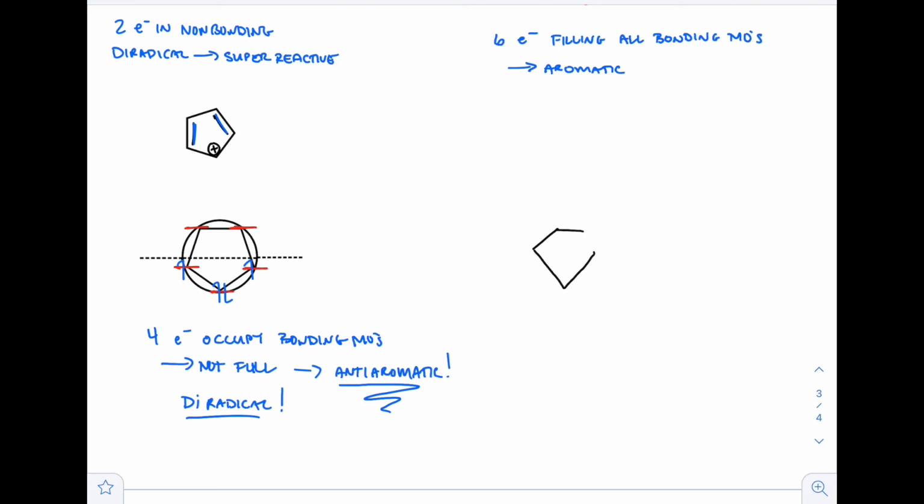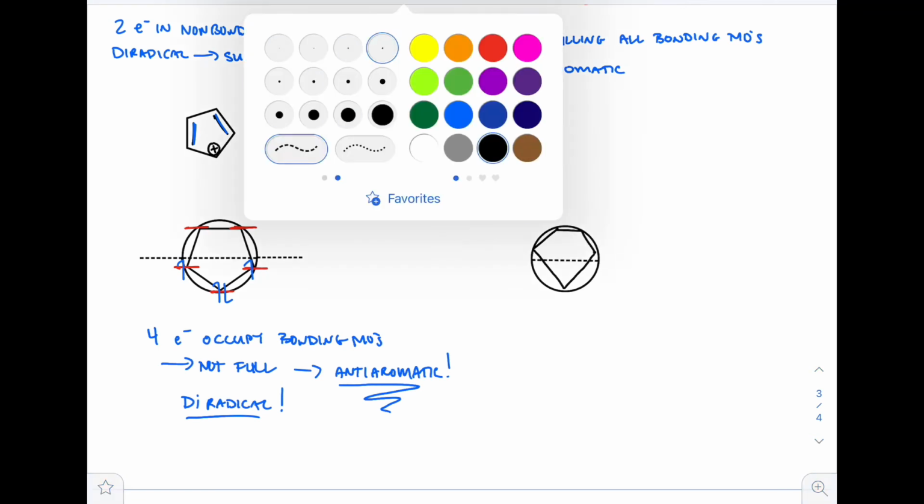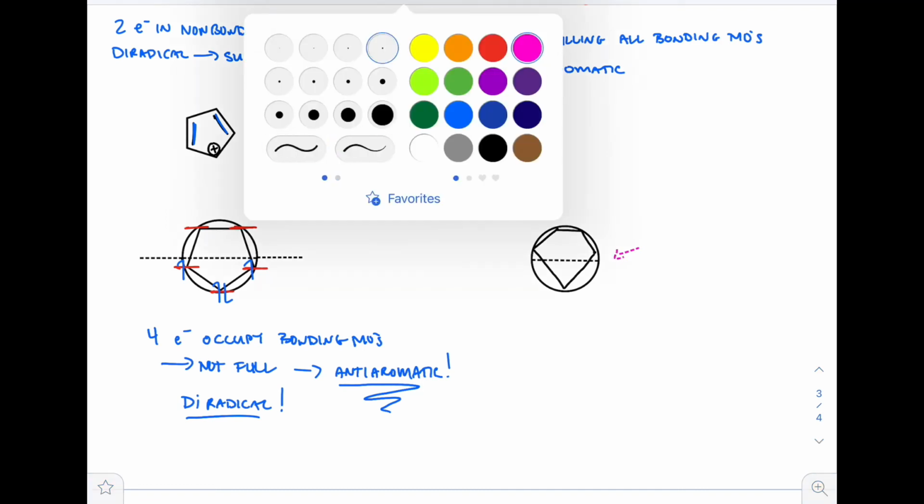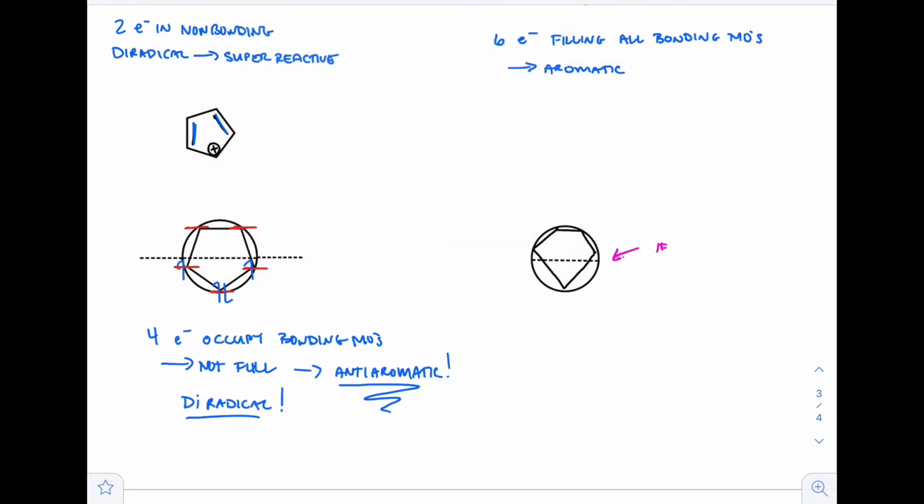I'll try to draw another ring like this. Oh, that's just ugly, right? Now this is me making the point. If I draw it not proportional, that dotted line is supposed to be the divider between bonding and antibonding, right? Well, the way I drew it, it only puts one bonding orbital and then 4 antibonding orbitals. But that's not the case. That's not the correct way to do this.